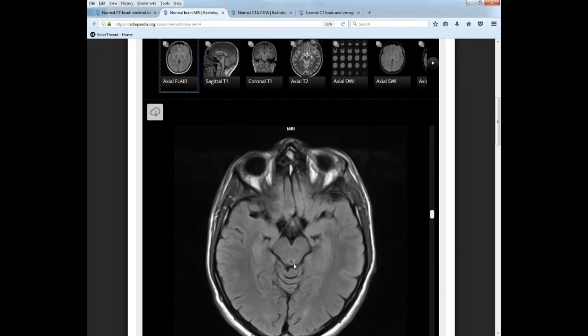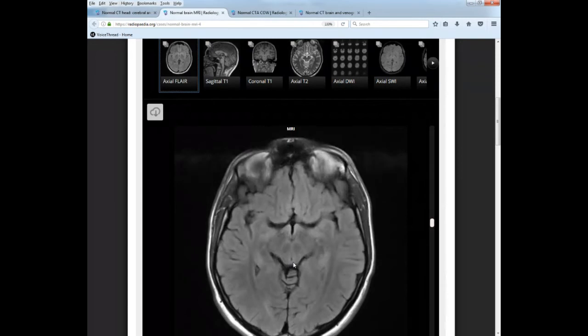The area just posterior to that, here, is your tectum, okay, of your midbrain. So I'm higher up right now. I'm in my peduncles of the midbrain.